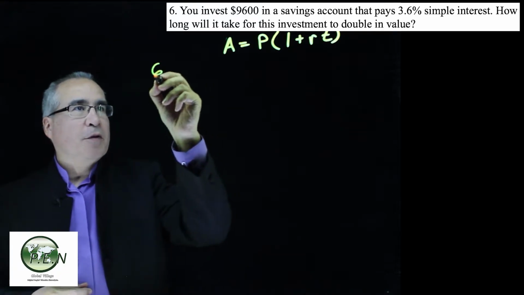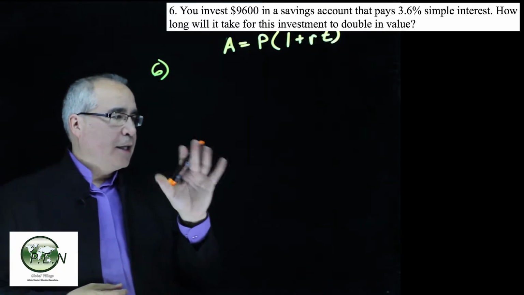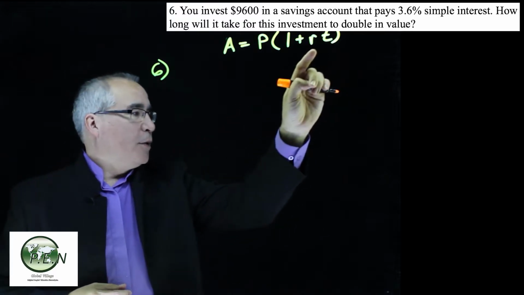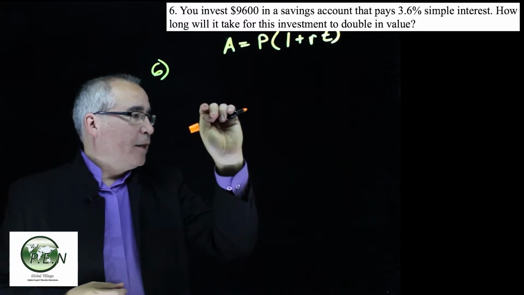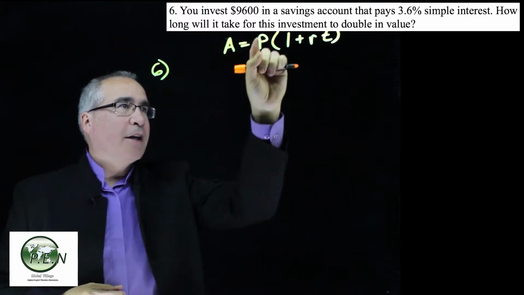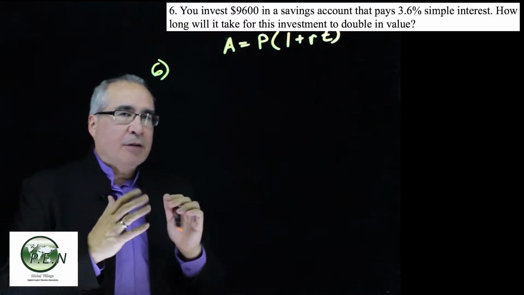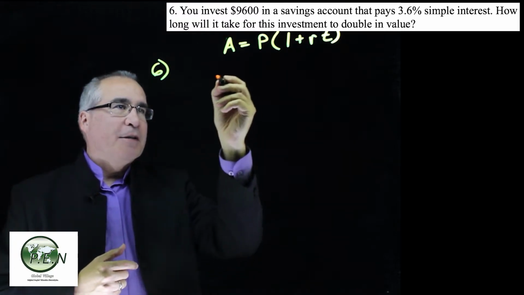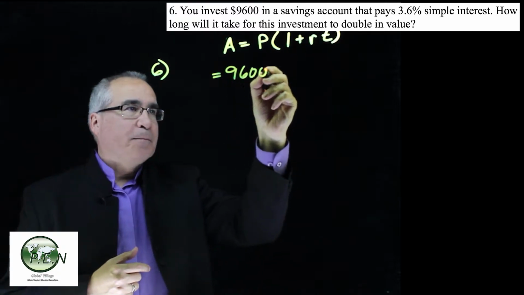Over here, I need some room. 6. Okay, we invest $9,600. That's our principal. It pays 3.6% or 0.036. We'll put that in. How long will it take for this investment to double in value? So we want an accumulated value that's twice as big as what we put in. So on this one, I'm going to develop a process that will simplify what we're going to do. So we put in 9,600.